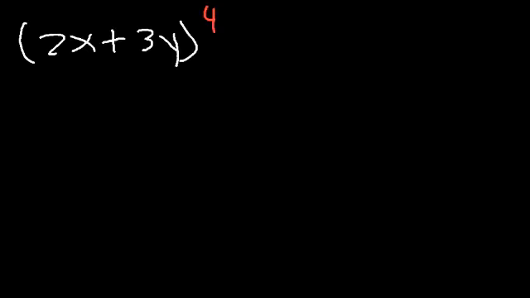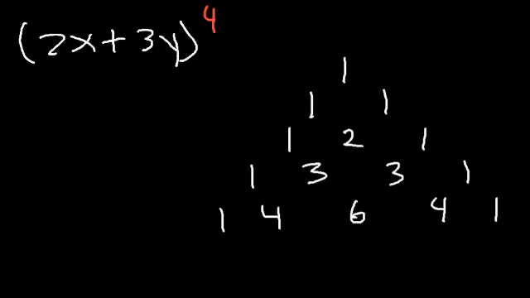Now I'm going to recreate the Pascal triangle. So it was 1, 2, 1. 1 plus 2 is 3. 1 plus 3 is 4. 3 plus 3 is 6. And we only need to go to this row where the second number is a 4, since the exponent is 4. So the coefficients are 1, 4, 6, 4, 1.